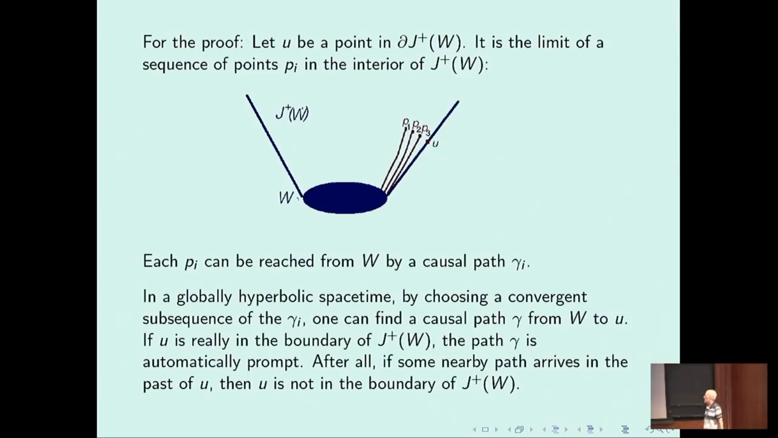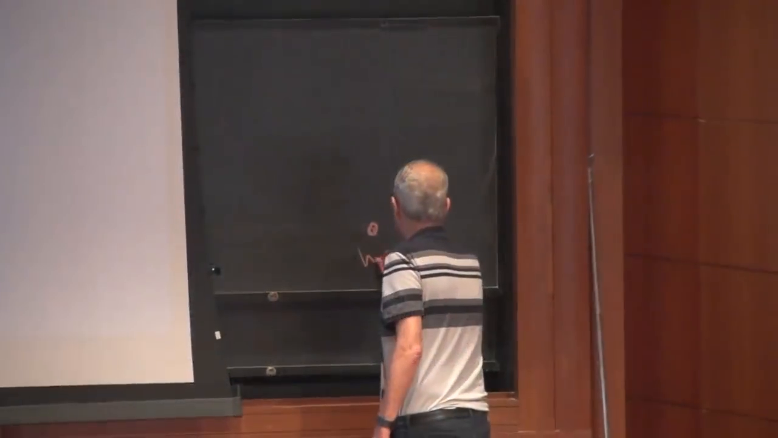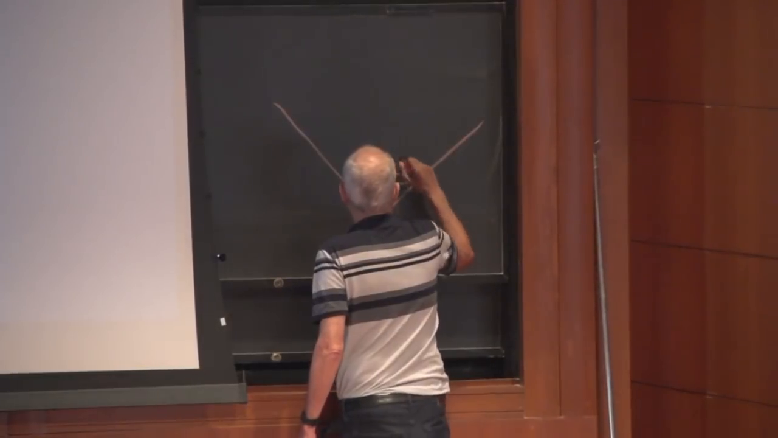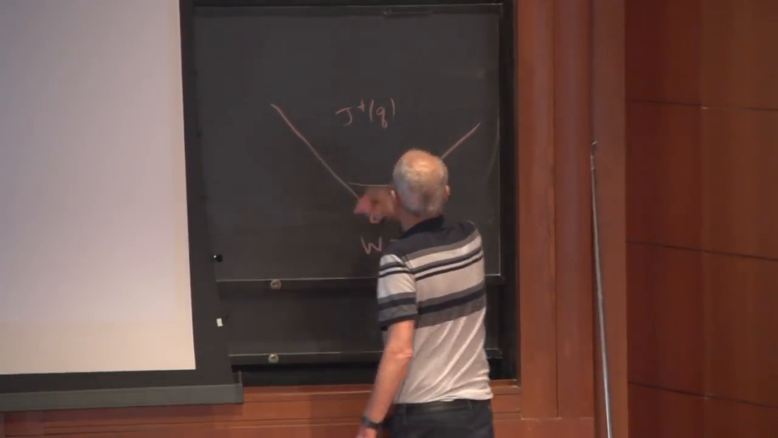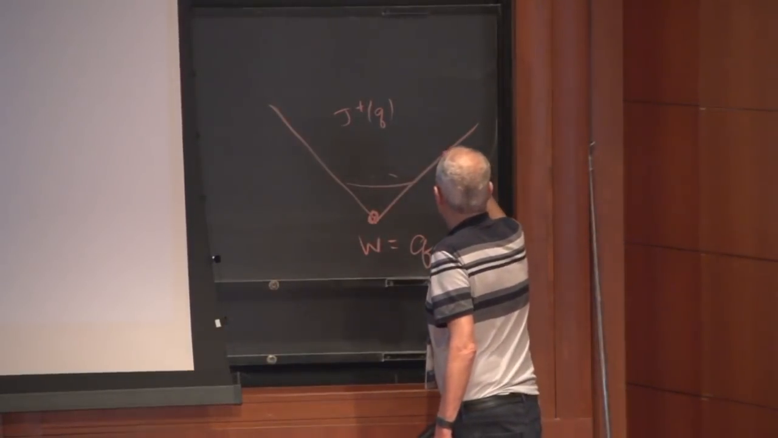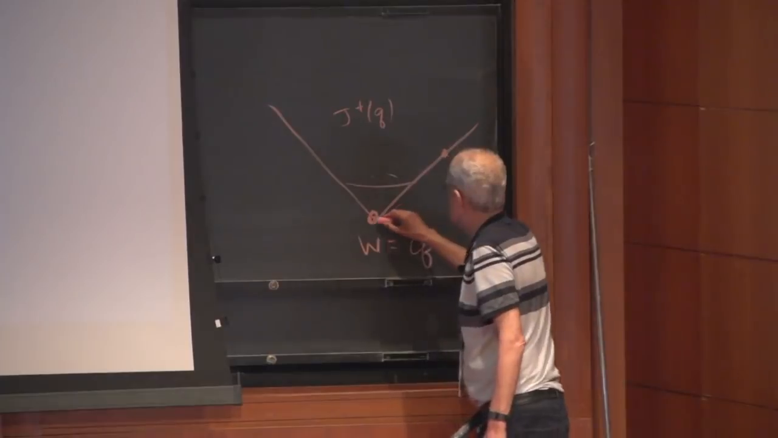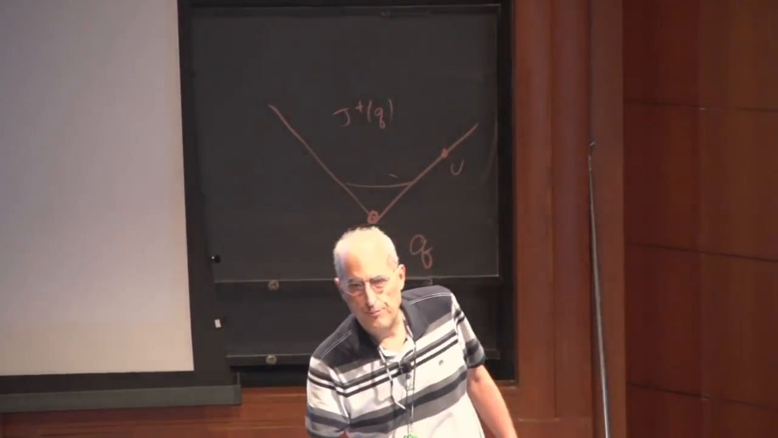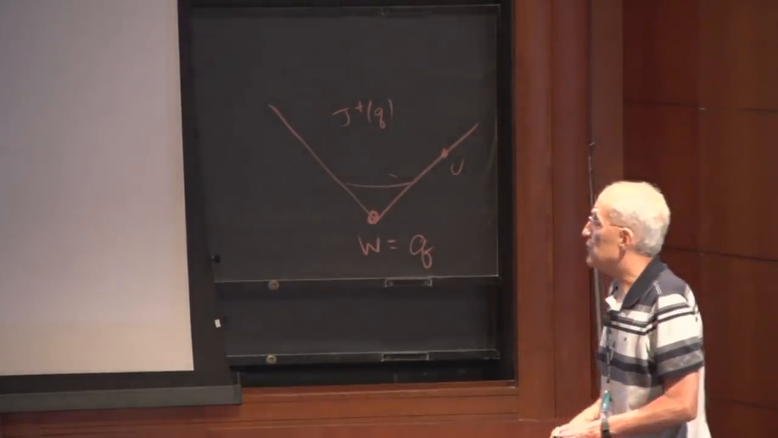So I'm a little worried this might have seemed abstract, so I just want to give you an example. In Minkowski space, W could just be a point Q, and then the causal future is the future light cone in its interior, and the statement was that a point on the boundary of the causal future can be reached from Q by a prompt null geodesic, which was actually the first example I gave when we started discussing null geodesics.